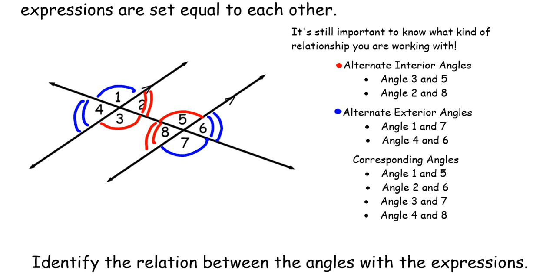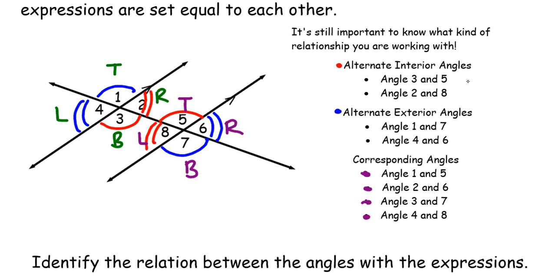And then we have a whole bunch of corresponding angles. So if we think of this as the top side, the right side, the bottom side, and the left side. Over here in the other X, we also have a top side, a right side, a bottom side, and a left side. Okay, so 4 and 8 are both the left side, so they're corresponding angles. 3 and 7 are both the bottom, so they're corresponding angles. 2 and 6 are both the right sides, and 1 and 5 are both the top sides.